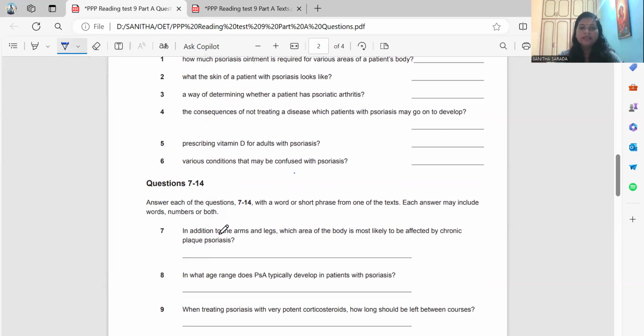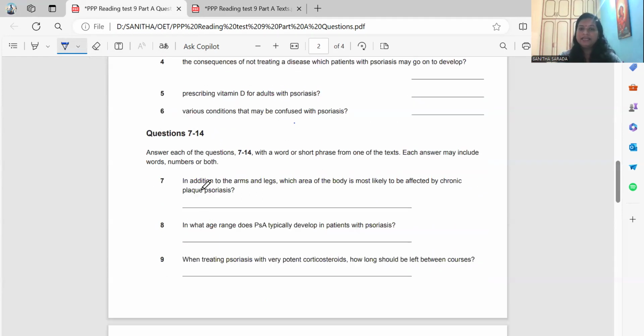Okay, seventh question. "In addition" means they are going to say something else. In addition to the arms and legs, these are the keywords. Which areas are they asking about? Which area of the body is most likely to be affected by chronic plaque psoriasis?